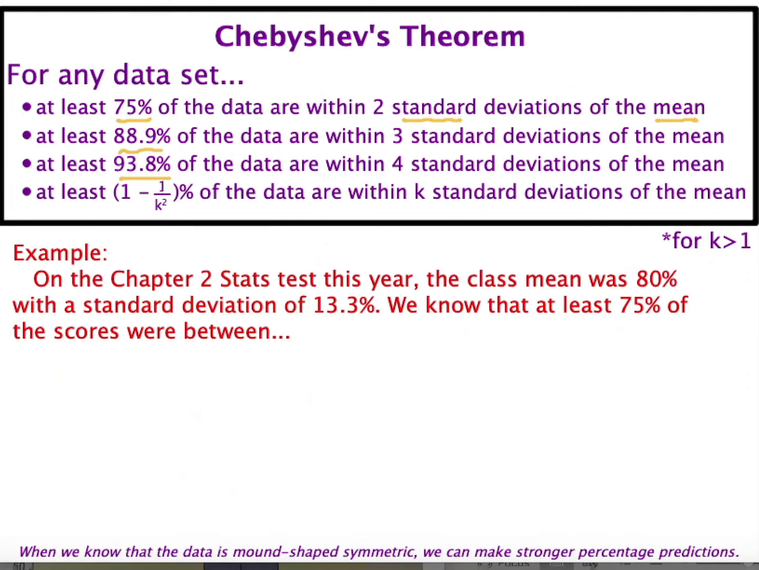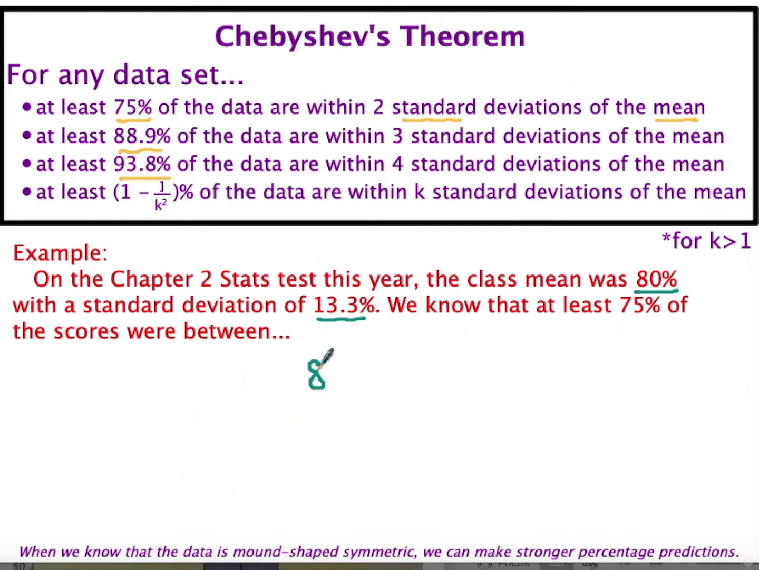Here's an example. On the Chapter 2 stats test, we had a class mean of 80% and a standard deviation of 13.3%. We know that at least 75% of the scores were between, and normally you would say, I have no idea what the range is. I have no idea what the data values are. All I know is that class average, the class mean, and the spread, the standard deviation. But here's how Chebyshev helps us out.